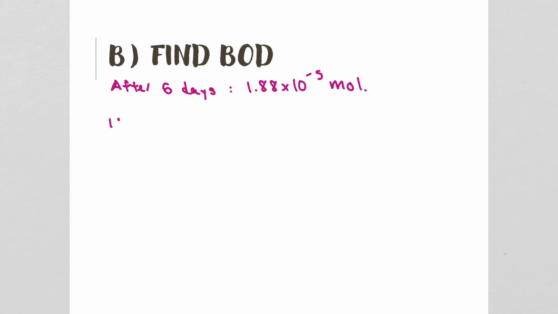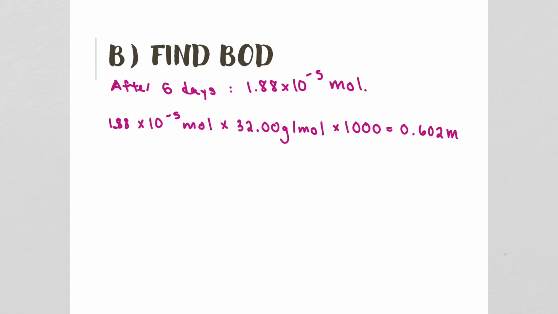So we're going to do 1.88 times 10 to the negative 5 moles times 32.00 grams per mole, because that's the molar mass of oxygen. And we're going to times it by 1,000 to get a value in milligrams. 0.602 milligrams. Now we need to use the concentration formula to figure out how much is in there after the 5 days, in concentration in parts per million.